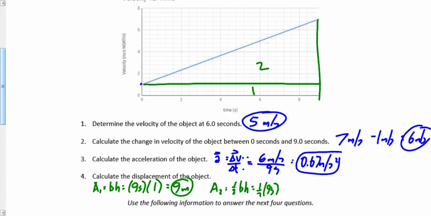Pay attention to this, guys. It's from 1 to 7. So the height is 6 meters per second. See that? Okay, this is 7. So my height's not 7. The height of that triangle is 6 because it starts at 1. The area of that, 1/2 base times height, is 27. Now we're going to add these up, and we get 36 meters.